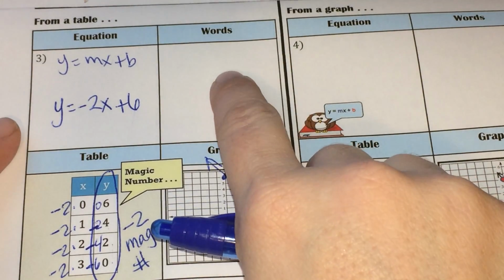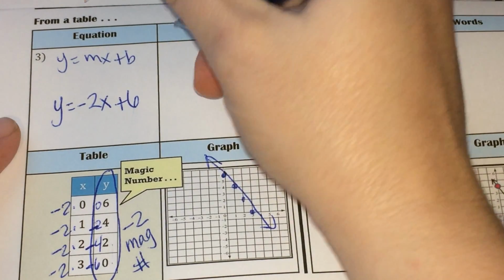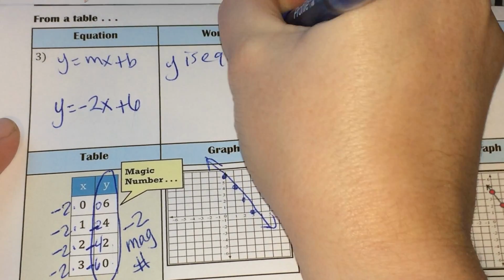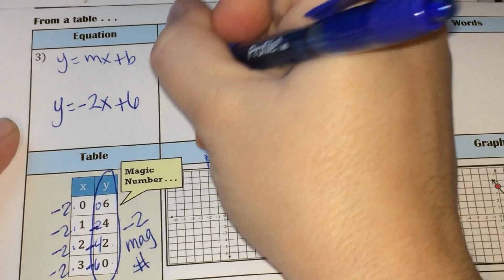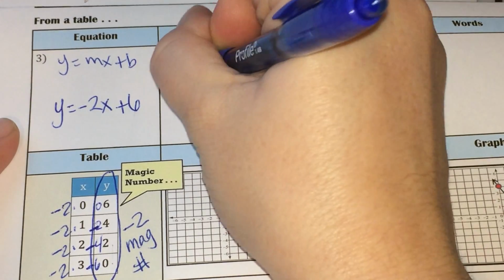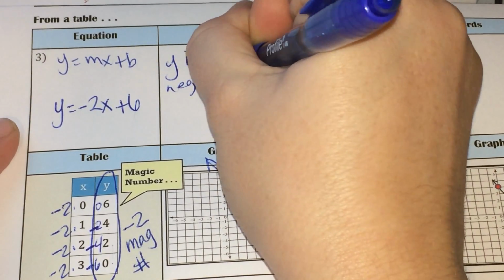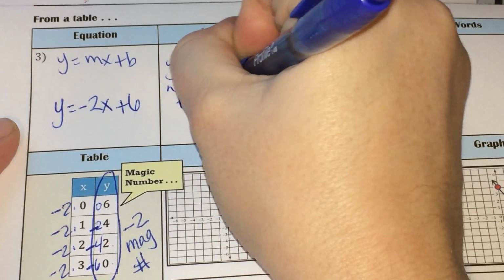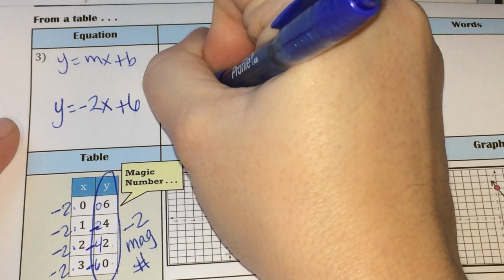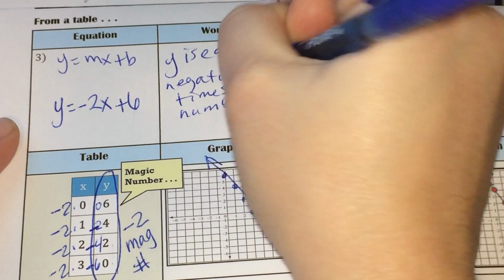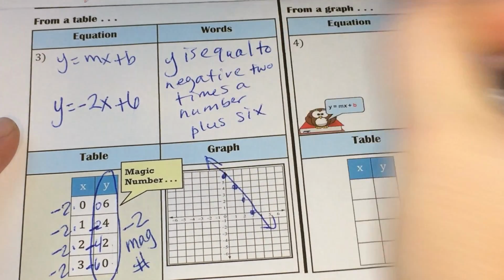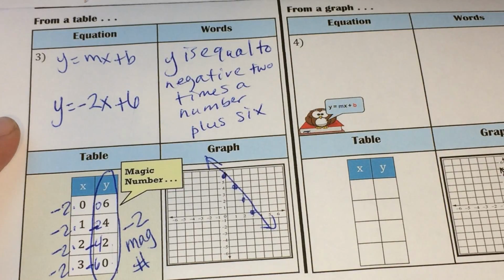Last thing we need to do is write this equation with words, and here we go. Y is equal to, I'm going to say, -2 times a number plus 6. It's not fancy, but it'll work.